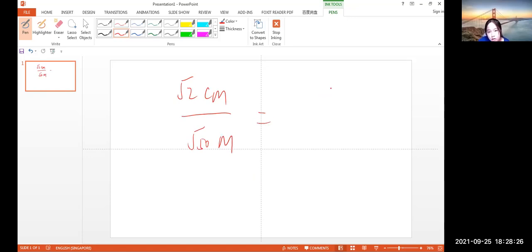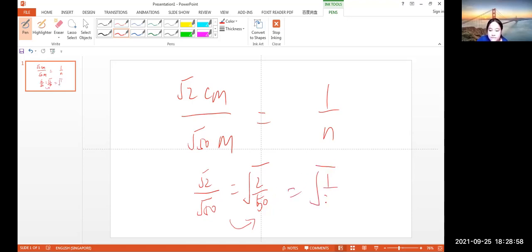So now they want 1 to n, right? So 1 to n means they want both in cm and cm. Okay, good. But of course, when you have cm and cm, then you cancel each other out. So that's why you don't have a unit. So what you do is square root 2, square root 50. You know that this one you can combine into 2 over 50. Once you do this, you realize this will become 1 over 25. Then can you find out what is the square root of 1 over 25?